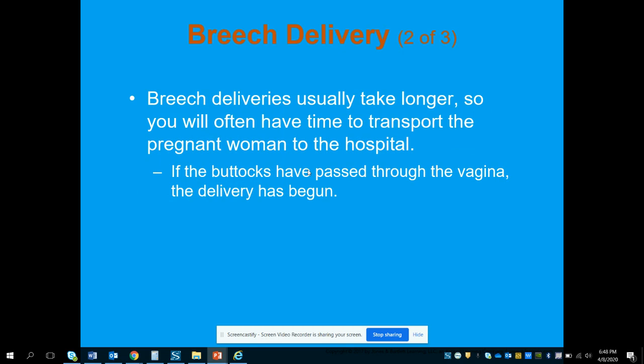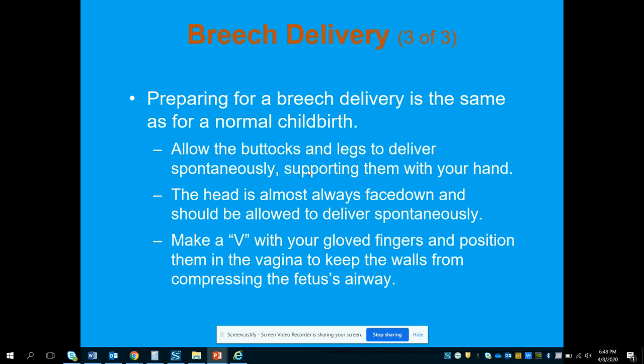So these breech deliveries usually take longer, so you might have time to transport the pregnant woman to the hospital, but if the butt has passed through the vagina, then the delivery has already begun and you will need to go ahead and deliver that baby at home. Preparing for the breech delivery is the same as for normal childbirth, but you're going to let the butt and legs deliver spontaneously and support them with your hands.